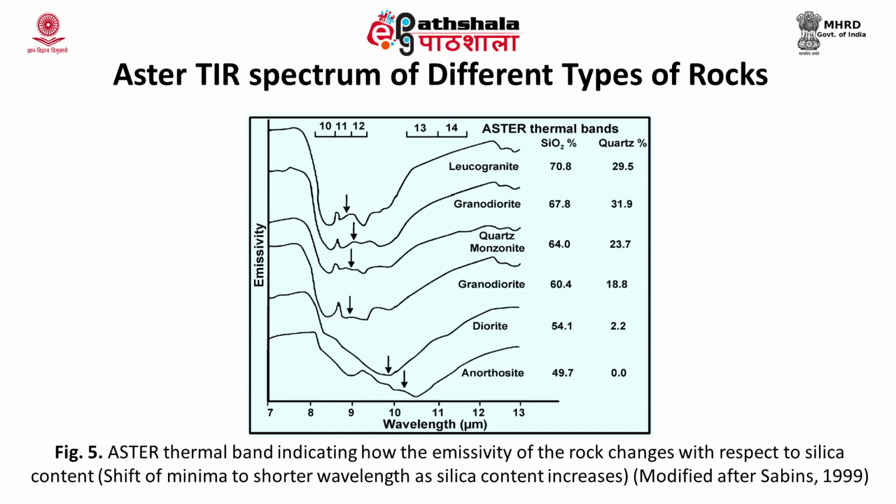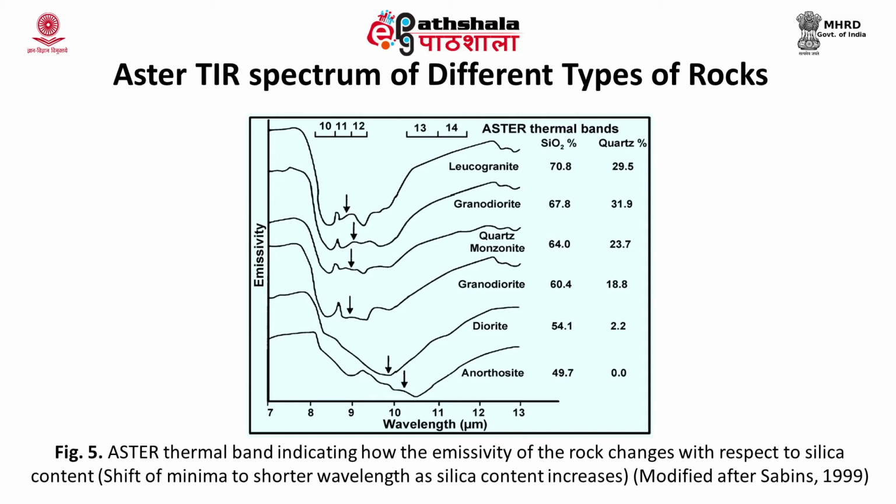These different rocks are plotted against the emissivity. In the thermal infrared region we call it emissivity, we use the terminology emissivity, and for the lower region we use reflectance. Here you can see in the 10 to 12 band and in the 13 to 14 band how these different rock types are showing different kinds of spectra.